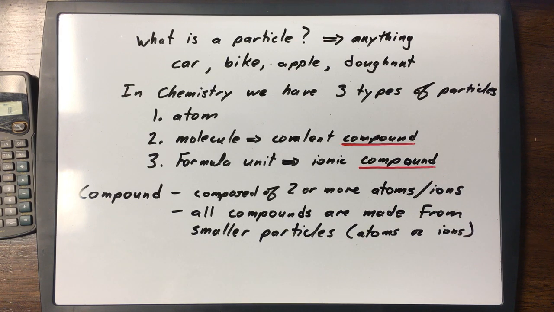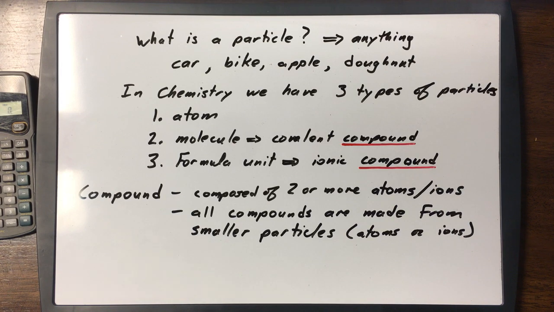When it comes to chemistry, though, we have three basic types of particles. And they are either an atom, a molecule, or a formula unit. Molecules are what we refer to as anything that is covalently bonded, and a formula unit is something that is ionically bonded. Both of those last two are compounds, and by definition, a compound is something that is composed of two or more atoms or two or more ions.